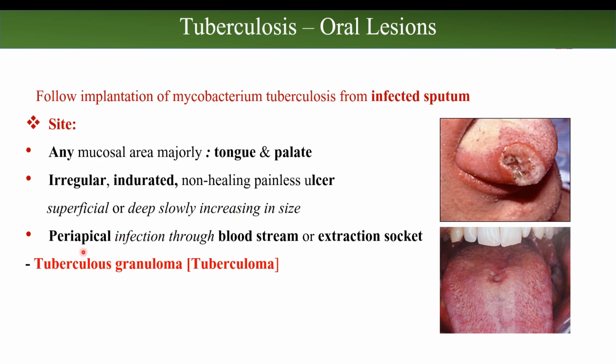So if there is a periapical infection and it spreads through the bloodstream, and if there is an extraction socket already, and if the tubercle bacilli have lodged themselves in that area, then it results in a granuloma in the periapical area, and that is called a tuberculous granuloma or tuberculoma.